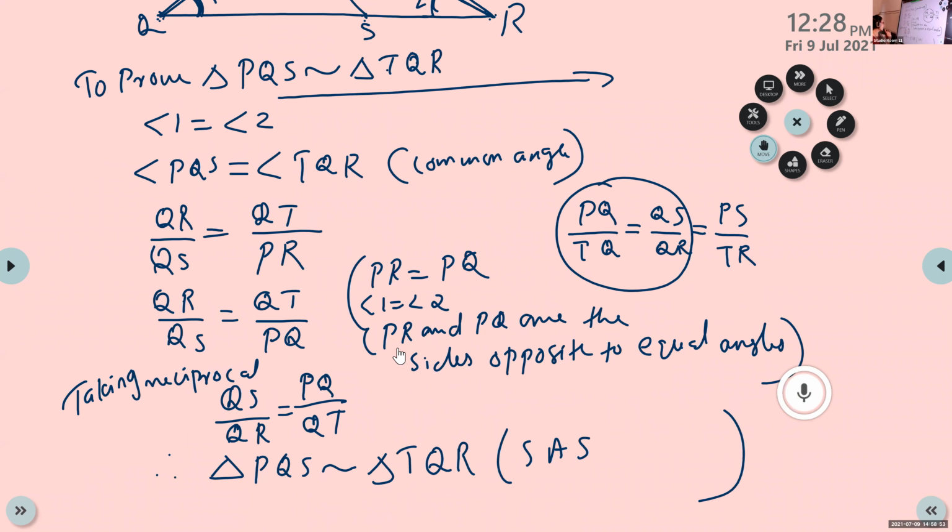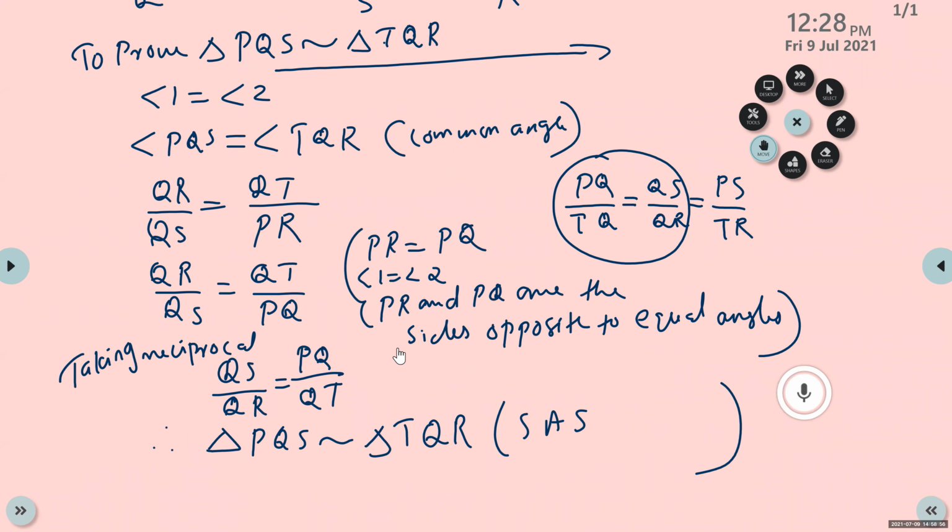After taking the reciprocal, we can say QS by PQ, and here also QR, QT. Q is the including angle. So by SAS similarity rule, those two triangles are similar. PQS is similar to TQR. Today itself, write it and try to get it in your own words and your own ideas. Okay. Today itself, you try at home.